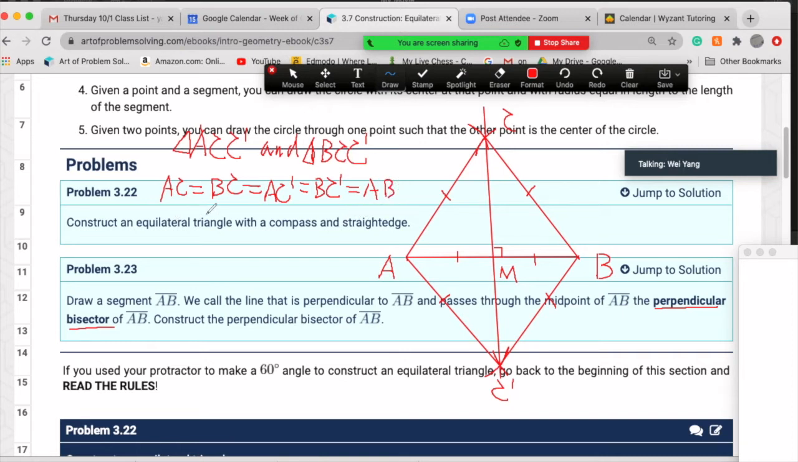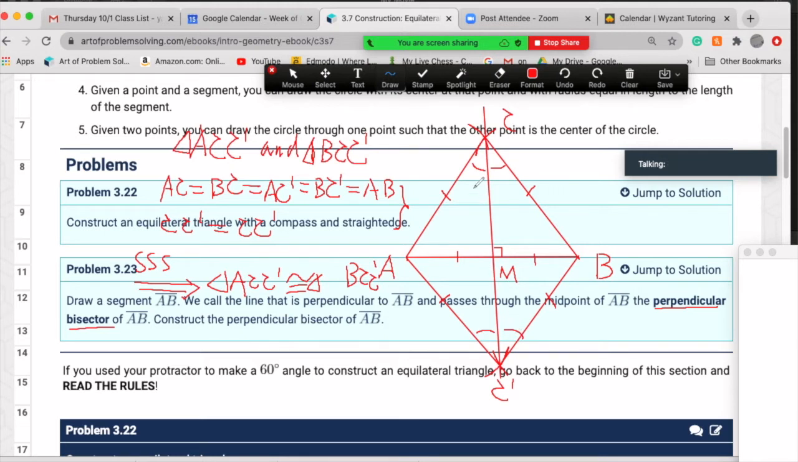They're equal. Then we also have side CC prime, shared by these two triangles. Combining this information, we can use the SSS theorem to prove these two triangles are congruent: triangle A, C, C prime is congruent with triangle B, C, C prime. By proving these two triangles are congruent, this angle will equal this angle, and this angle will equal this angle, right?